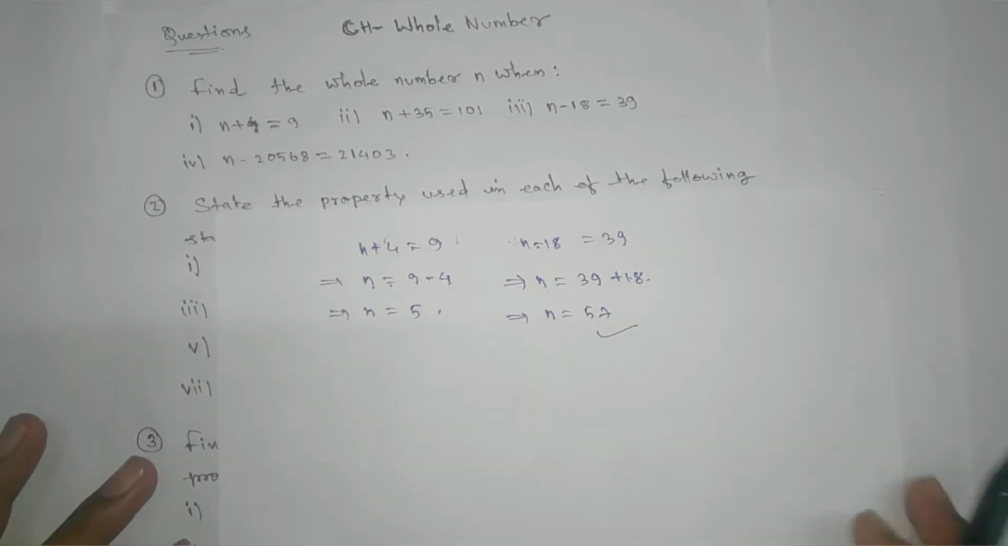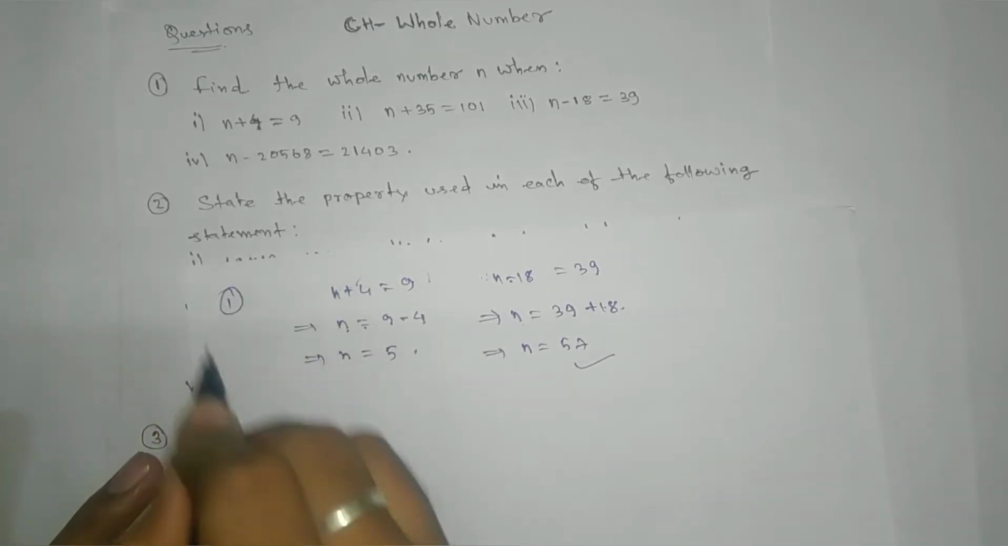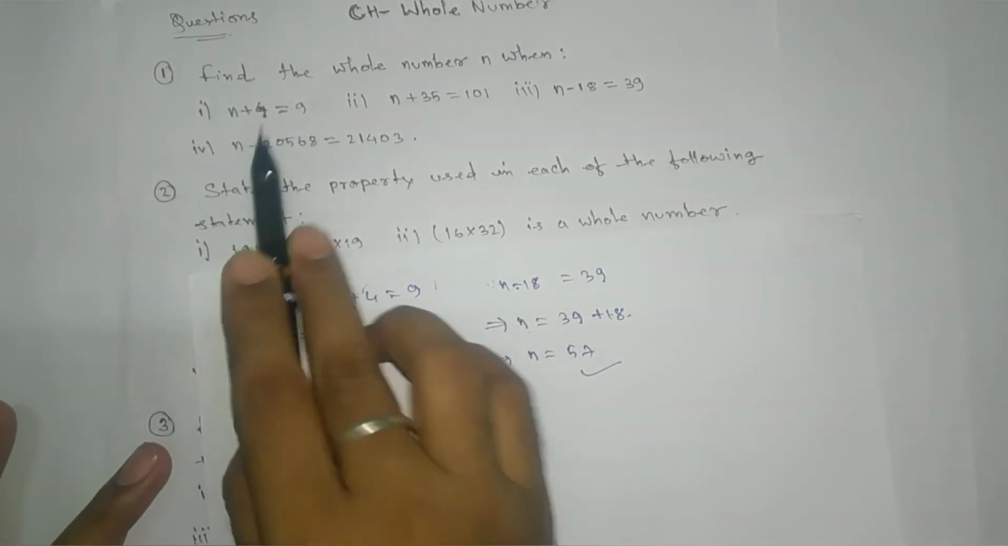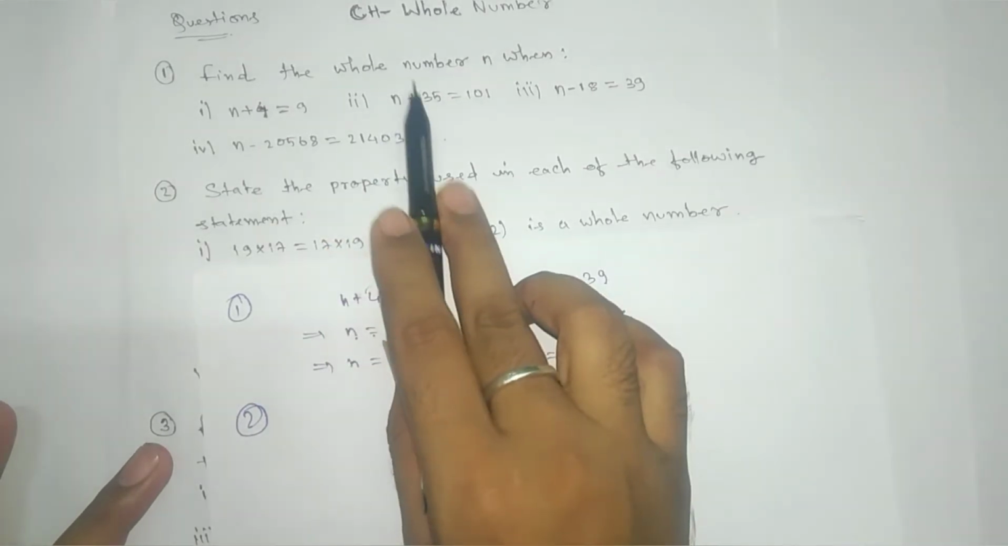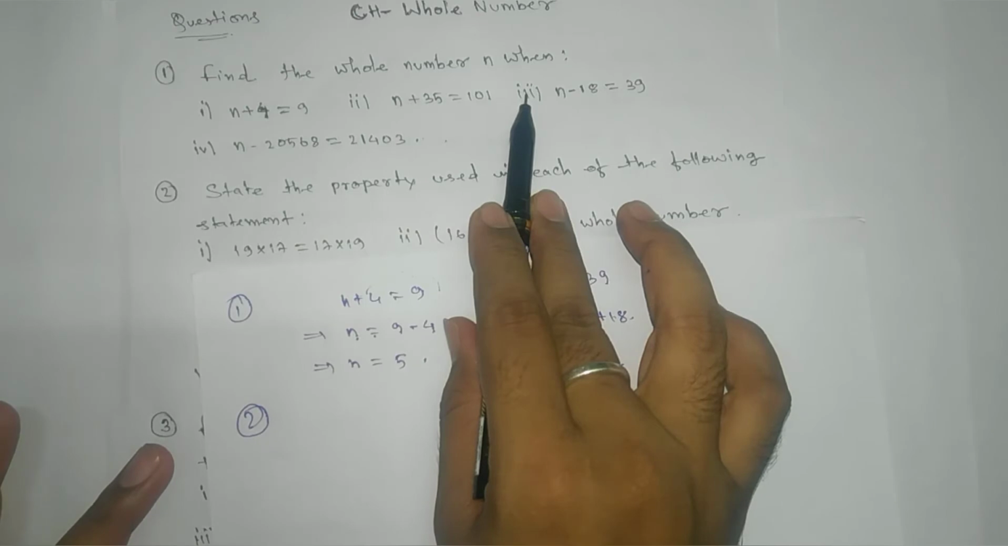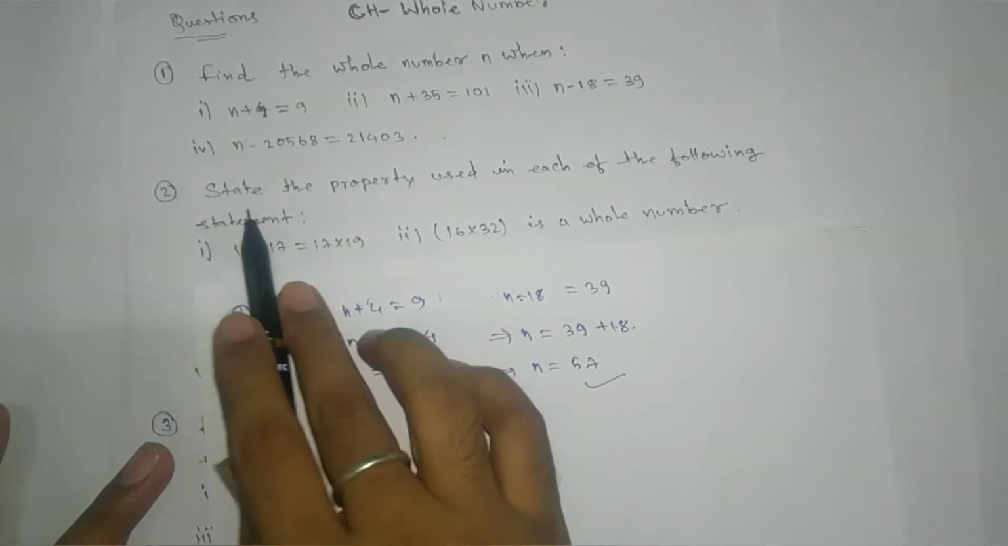Okay. Next one. If we look at question number 2, you do this one. If minus is there, and you take this to this side, it will give you plus. And if there is a plus symbol, and you take this to this side, it will give you 101 minus 35. Okay. Now next question, state the property.